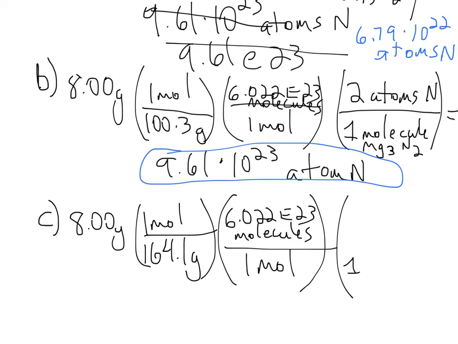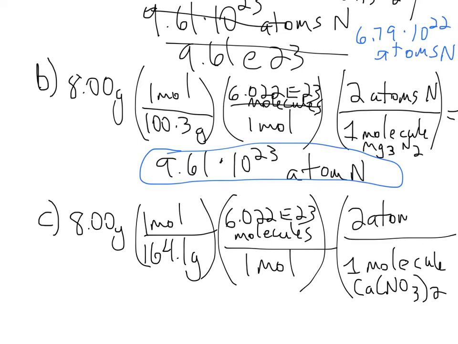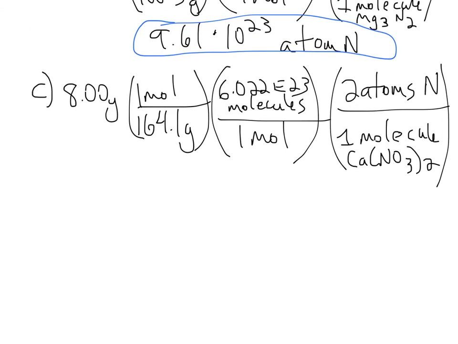But if you look carefully at the formula for calcium nitrate, for every 1 molecule there are actually 2 atoms of nitrogen. And so you've got to take double the number of molecules of calcium nitrate to get atoms of nitrogen. And in my case, for my red number, it works out to be 5.88 times 10 to the 22nd atoms of nitrogen.